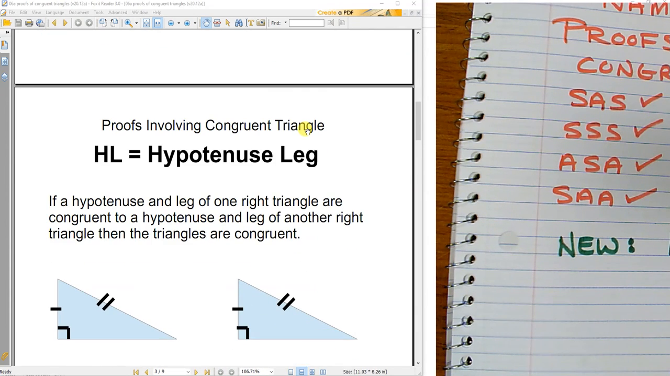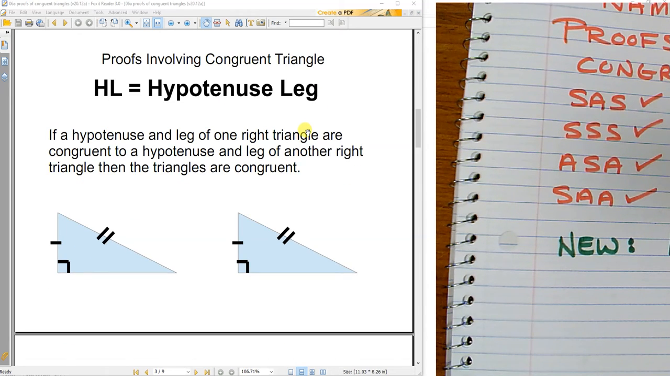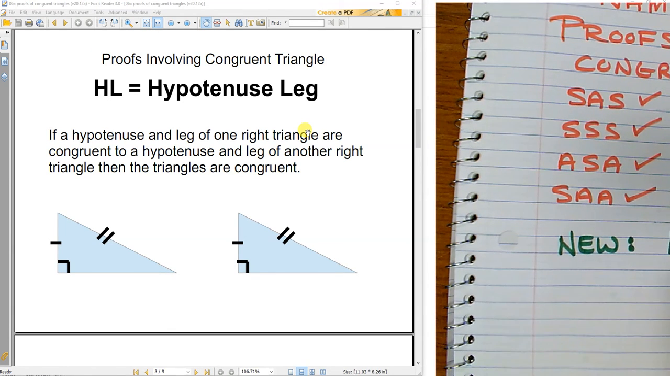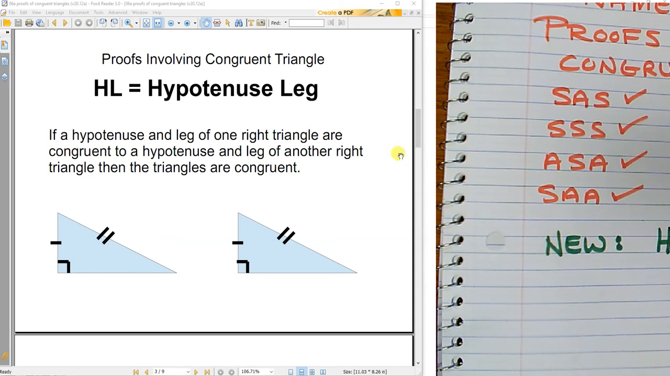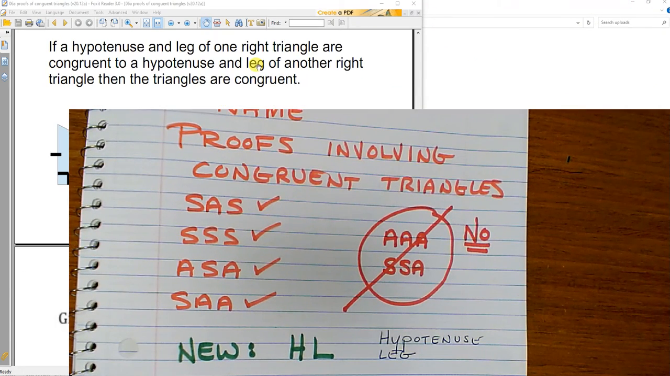HL equals hypotenuse leg. And what it means, and there are the two triangles, is that if I have two right triangles, and the hypotenuse of one triangle matches the hypotenuse of the other, and the leg of one matches the leg of the other, then they are congruent. So HL stands for hypotenuse leg. And this only works, oh, excuse me, you can't see what I'm writing. Hypotenuse leg. This only works for right triangles.